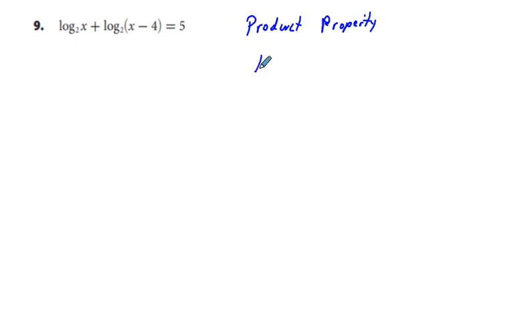If we have log base 2 of a plus log base 2 of b, we combine these two separate logarithms, since they have the same base, as log base 2 of the product of a and b.